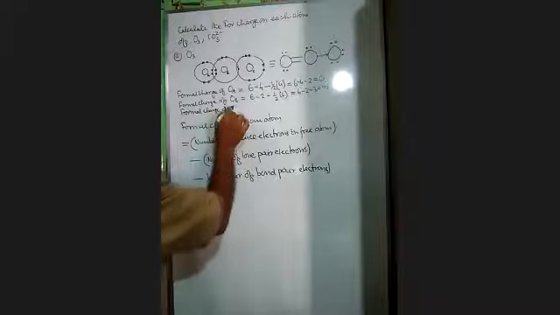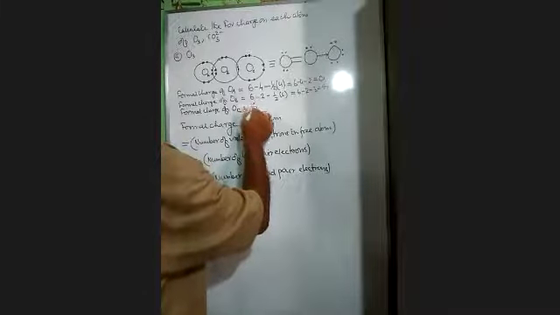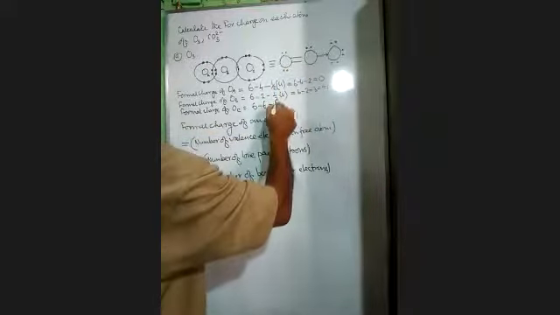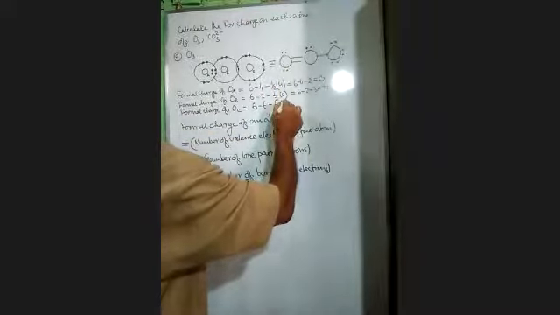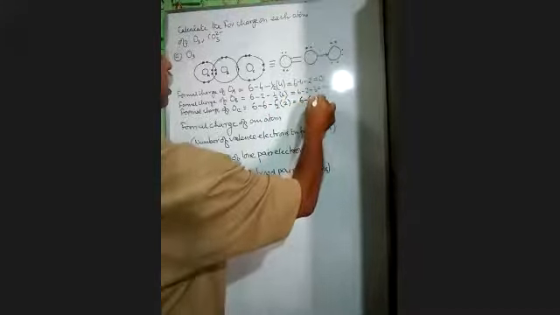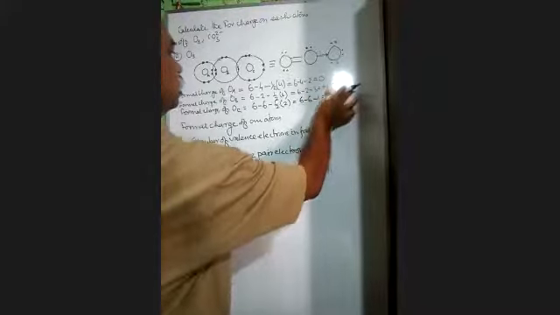Then formal charge of oxygen C. Number of valence electrons, 6. Number of lone pair of electrons, 1, 2, 3. 3 lone pairs means 6 electrons. How many bonds does it have? Only 1. So half, each bond is equal to 2 electrons. So it is 6 minus 6 minus 1. So it is minus 1.